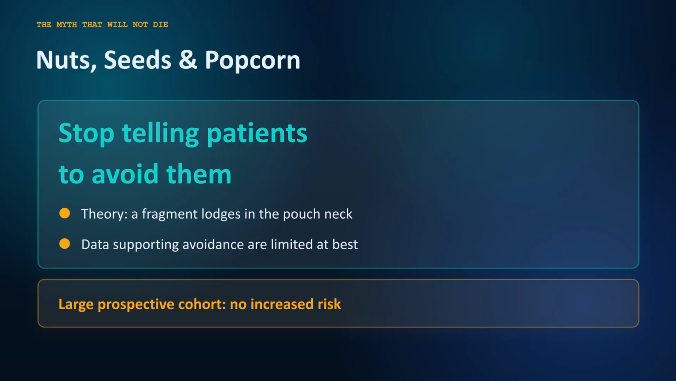The data supporting avoidance are limited at best, and a large prospective cohort found no increased risk of diverticulitis or of bleeding. In fact, nut and popcorn intake trended the other way. So unless your patient tells you a specific food reliably causes them pain, do not take these foods away. It is a restriction with a real cost and no payoff.